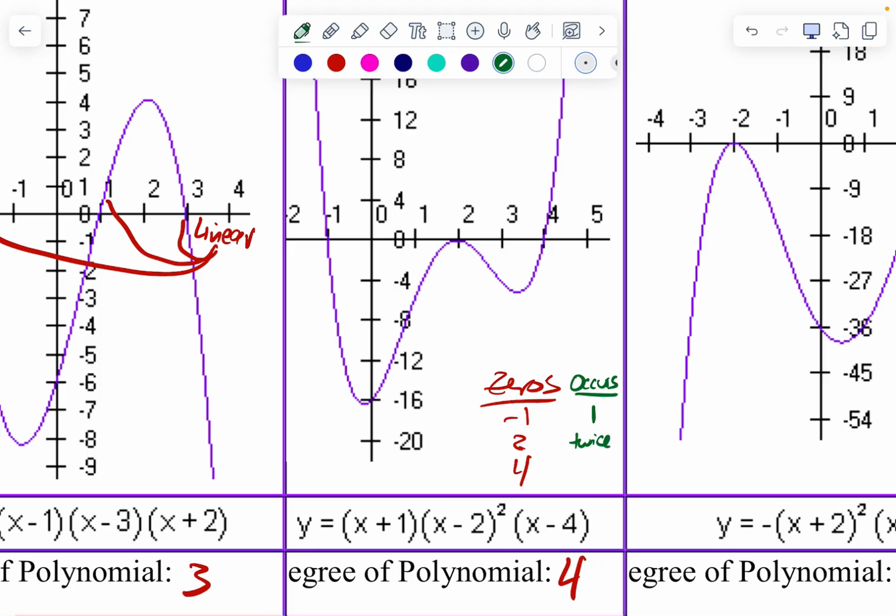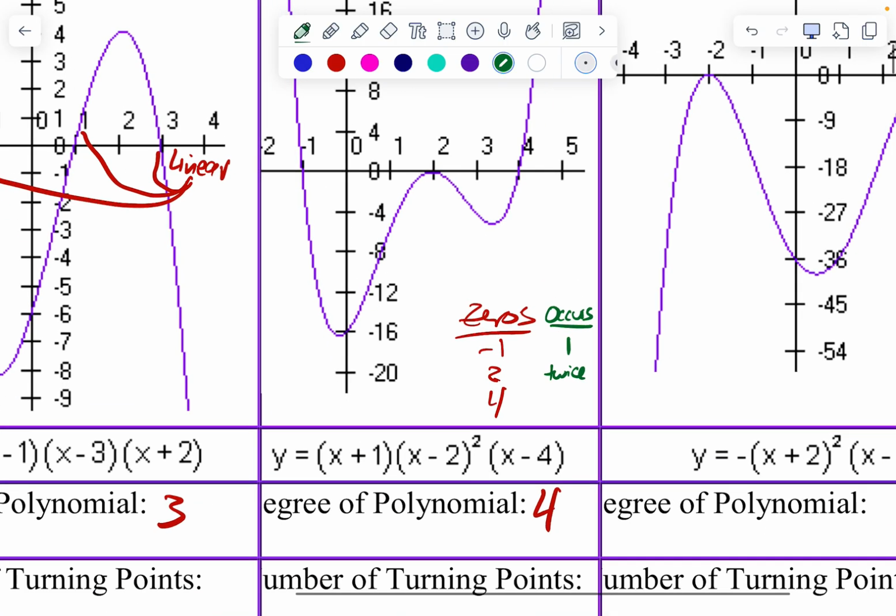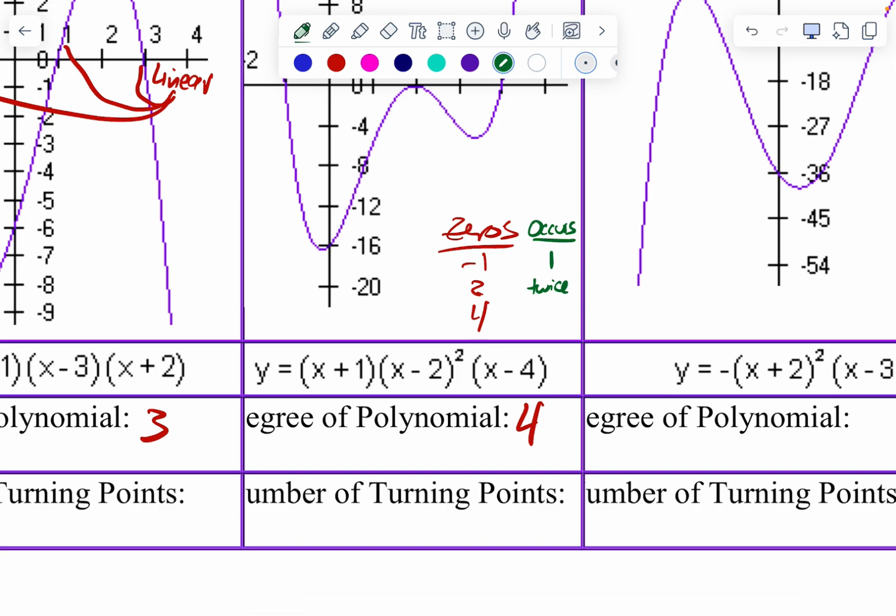How about 2? Do you see how it has a squared? That means if I wrote it out, it would have this 2 times, right? I could write it as x minus 2 times x minus 2. Okay, and then 4 just once, right?